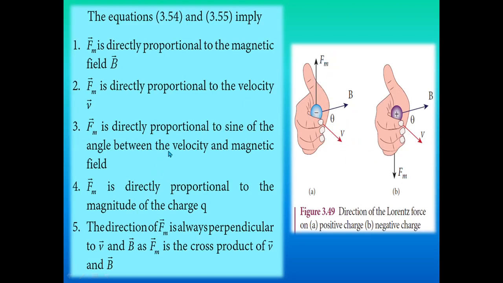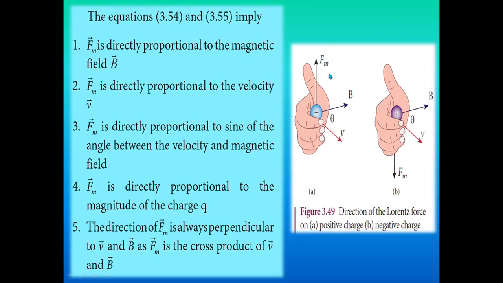The third point is Fm vector is directly proportional to the sine of the angle between the velocity and the magnetic field. Then the fourth one is Fm vector is directly proportional to the magnitude of the charge. That means if the magnitude of the charge increases, the force also increases.